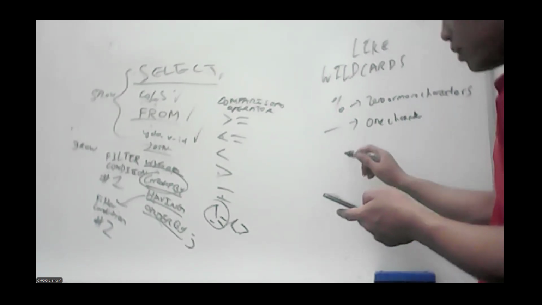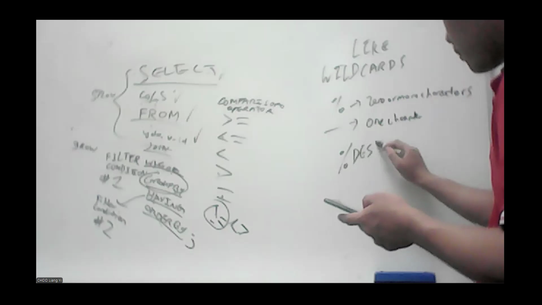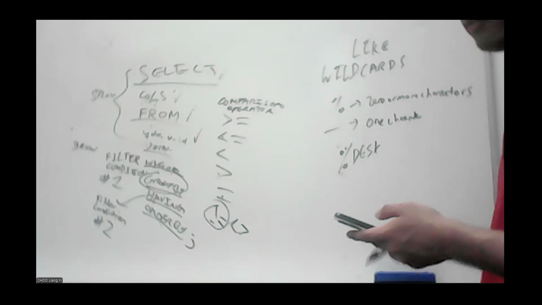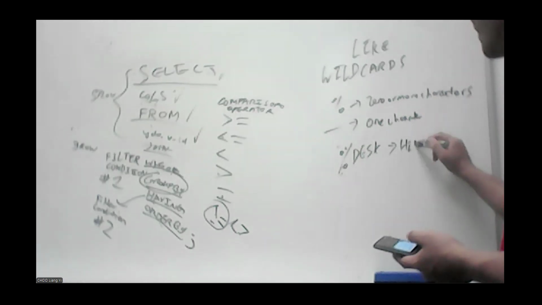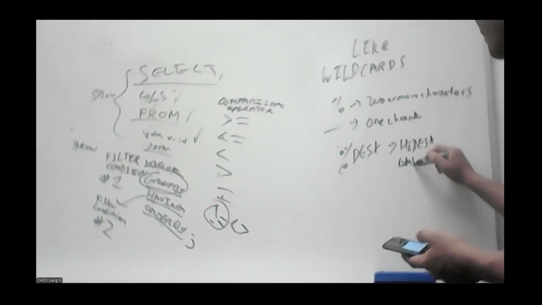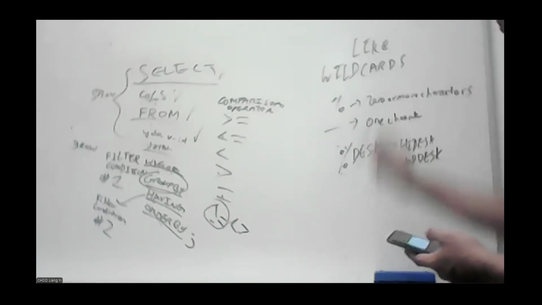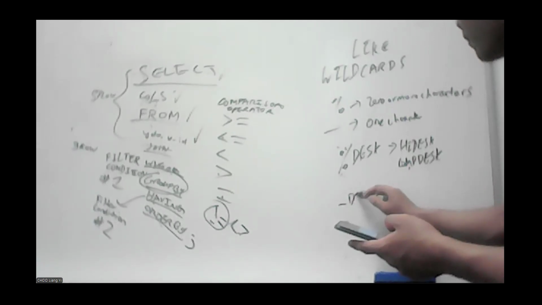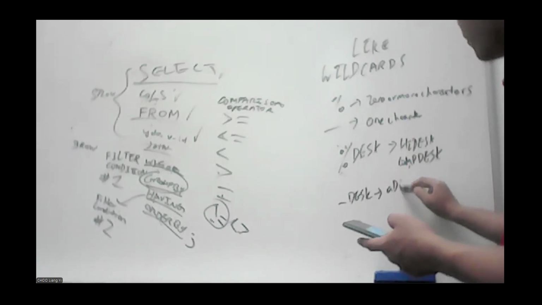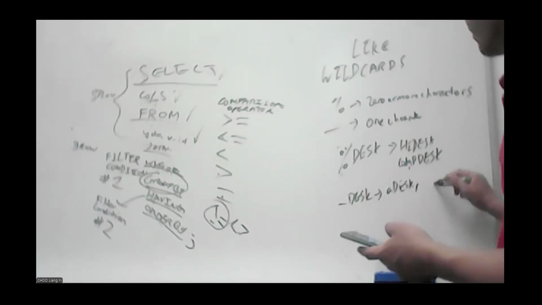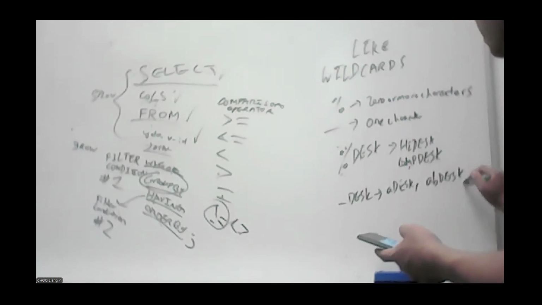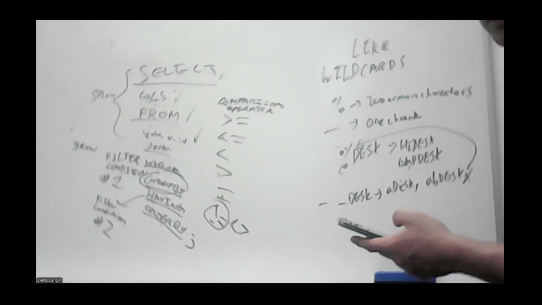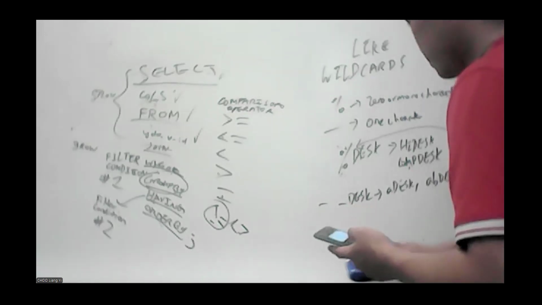So for example, percentage desk. This one is 0 or more characters before the word desk. Can be a lot of desks: high desk, computer desk, home desk. When you filter, percentage desk will give all this. Underscore desk is a desk. If you put A, B desk, then it's wrong. You should be using this instead. Or if not, you put 2, double underscore desk, if you want to filter it.